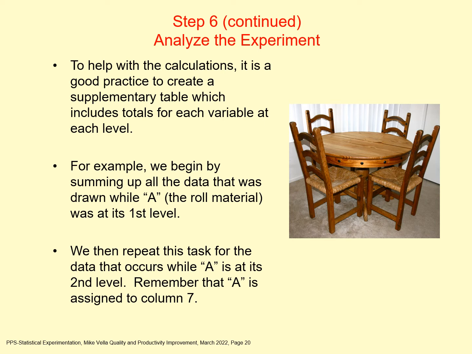Well, to help with calculations, as we've done before, it's a good practice to create something we call a supplementary table, which includes totals for each variable at each level. For example, we began by summing the data for all the items drawn while A, the roll material, was at its first level. Then we repeat this task for the data that occurred while A was at its second level. Remember, A is assigned to column 7.